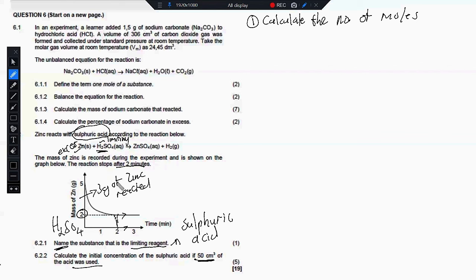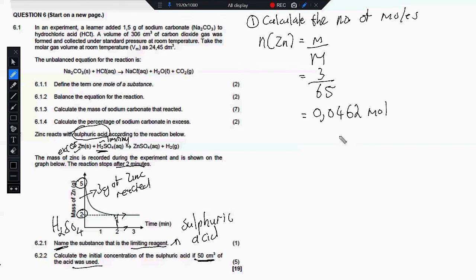So from this we can see that the mass of zinc that reacted is only 3 grams. So let's start by calculating the number of moles of zinc by saying mass reacted over the molar mass. The mass reacted from 5 minus 2 is 3. Then the molar mass of zinc from your periodic table is 65. Now you punch this into your calculator. You will get 0.0462, right? Remember, round off to at least 4 decimal places.